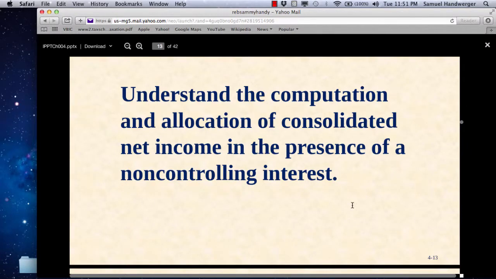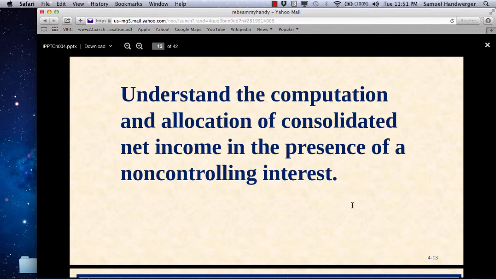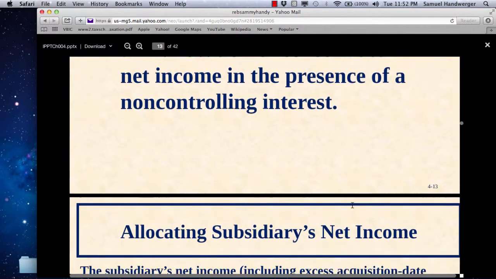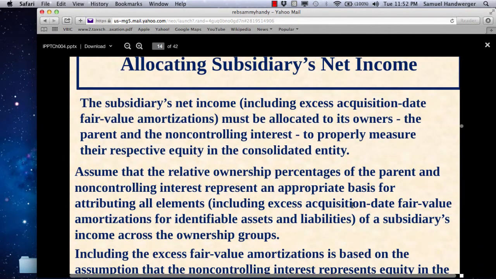Okay, we're going to continue a little bit further on Chapter 4. Let's see what we've got here. We're going to understand, hopefully, the computation and allocation of consolidated net income when we have this non-controlling interest. So let's see what we've got here.